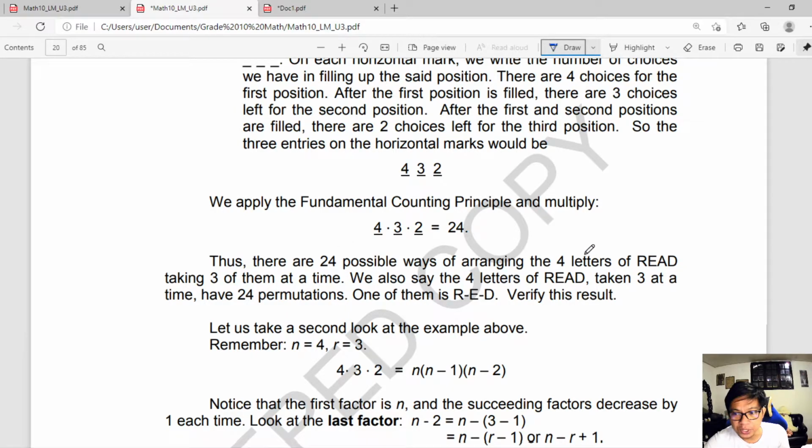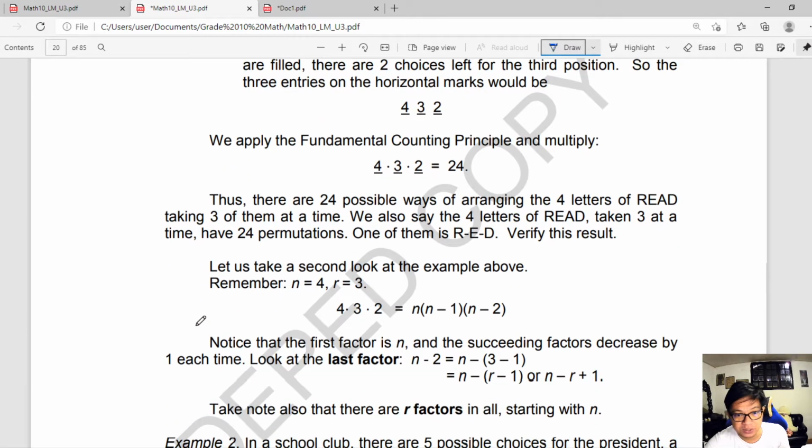So, 4 yung total number of objects, pero out of that 4, tatlo lang yung ating kailangan. So, 4 yung ating n, yung r naman natin is 3. We also say that 4 letters of read, taking 3 at a time, have 24 permutations. One of them is red. So, verify this result. Let us take a second look at the example above. Remember that n is equal to 4 and r is equal to 3.